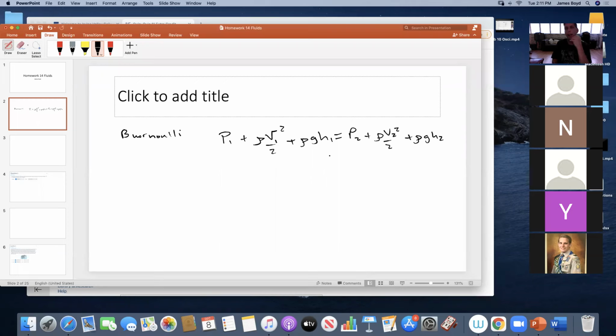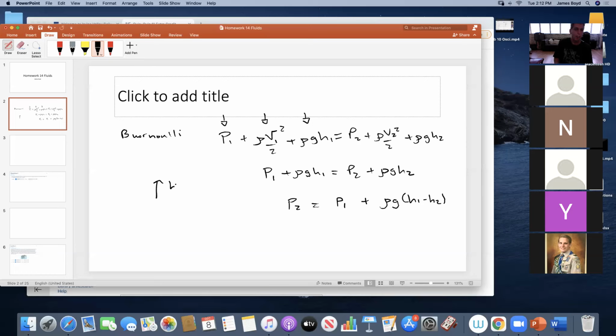You can remember this because it's essentially like the energy equation that we had way back in chapter 7. Remember, this is a static pressure, this is a kinetic pressure, and this is a gravitational pressure. This leads to, if there's no kinetic change, and we'll talk about why there wouldn't be, P1 plus rho g h1 is equal to P2 plus rho g h2. And if P2 is the final pressure, then P2 is P1 plus rho g (h1 minus h2), where h is defined positive upward.